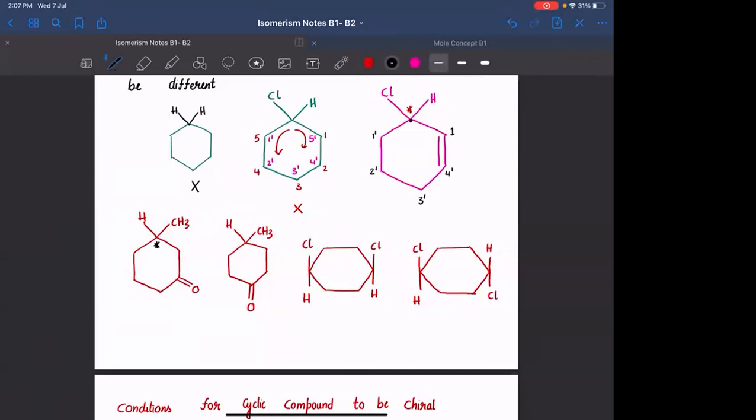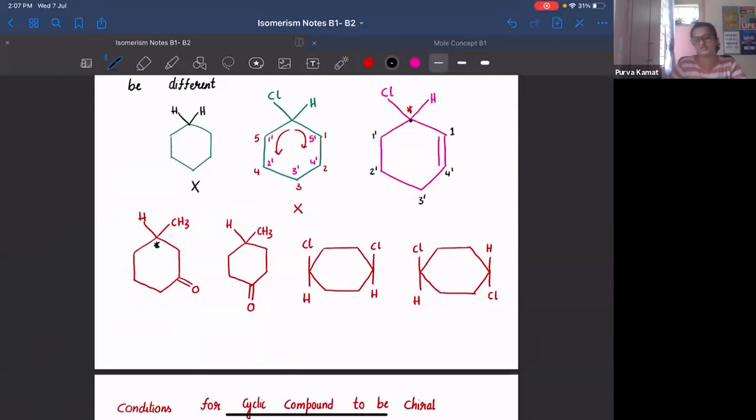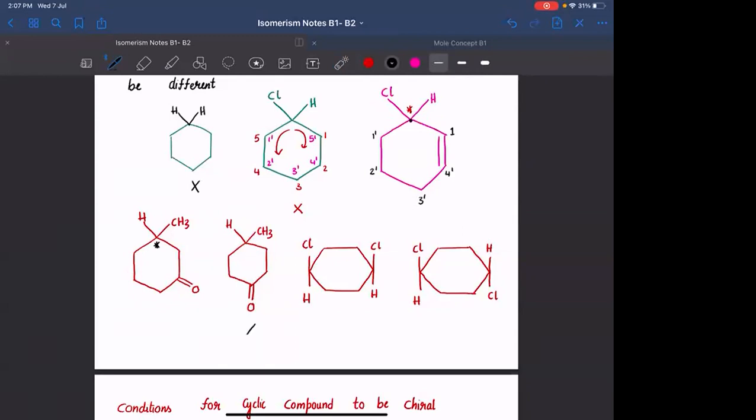Okay. In this second molecule, is there a chiral carbon? No, sir. There is no chiral carbon. What is the reason for that? Even though these two are two different, यहाँ पे भी 1, 2, 3 third carbon पे है, 1, 2, 3 third carbon पे है. The path is same.